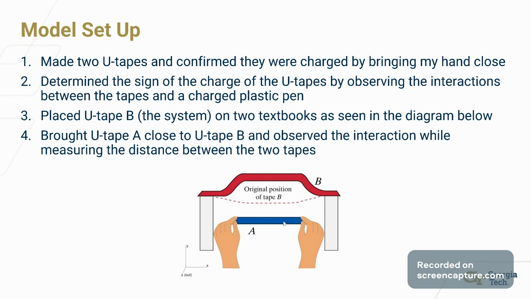Then I placed U-tape B, the system, on two textbooks as seen in the diagram below. And I brought U-tape A close to U-tape B and observed that U-tape B would float. I measured the distance between the two tapes when they were floating and recorded it.